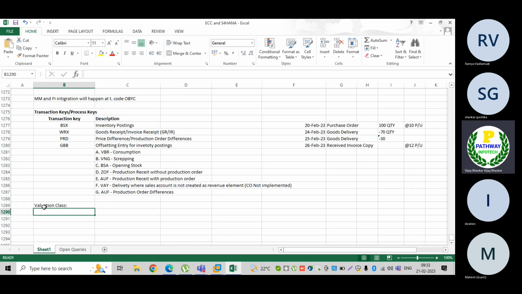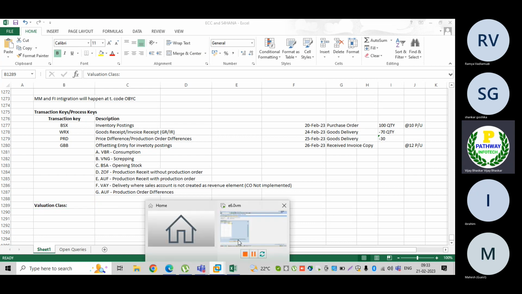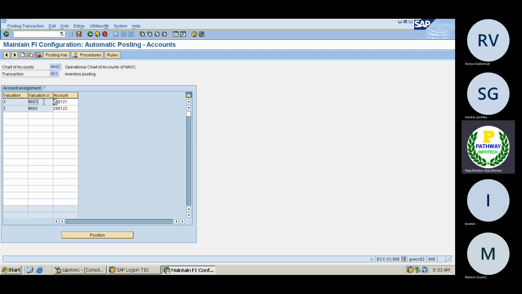Valuation class, what is meant by the valuation class? Valuation class determines the GL accounts to be posted automatically. So in the valuation class, we are going to map the GL accounts. Now you can see this is the valuation class, but where is it linked to determine this GL account?